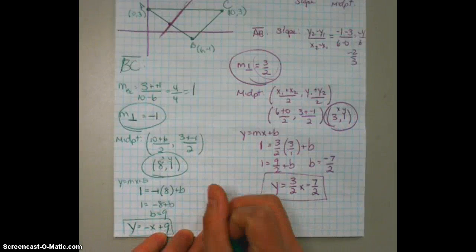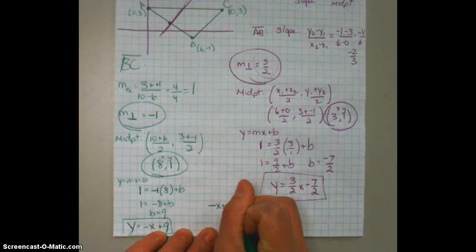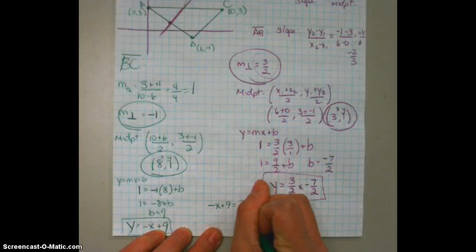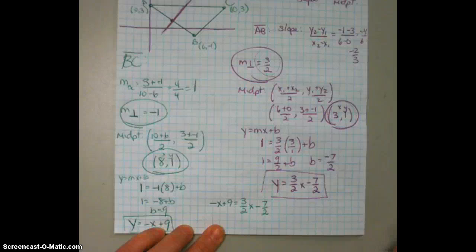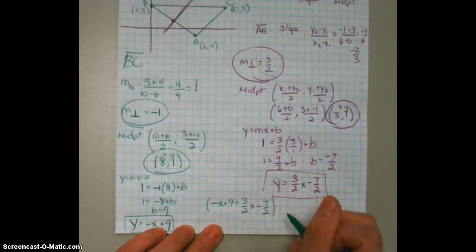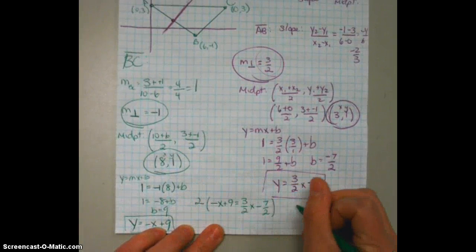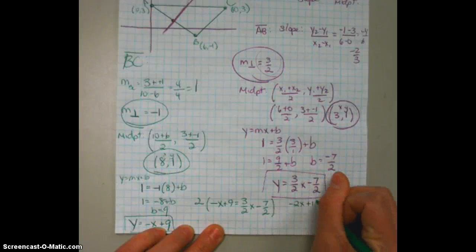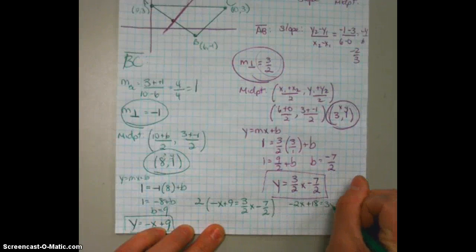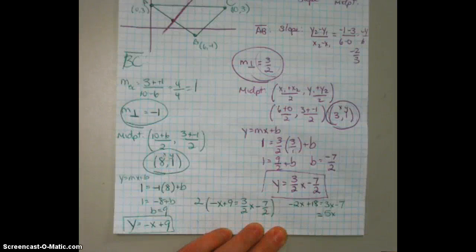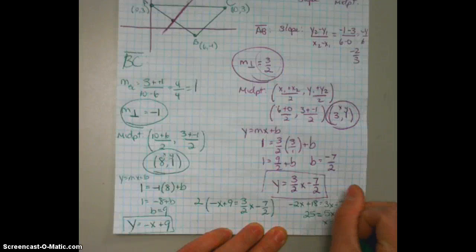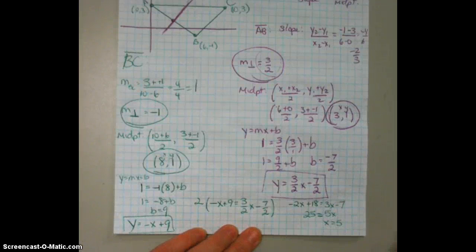So bringing them together, we're going to say -x plus 9 equals 3/2 x minus 7/2. Now to solve this equation, I'm going to first eliminate the fraction by multiplying everything by 2. So I get negative 2x plus 18 equals 3x minus 7. So solving this, I get 5x equals, bring that over, what is that, 25? So x equals 5. Okay?